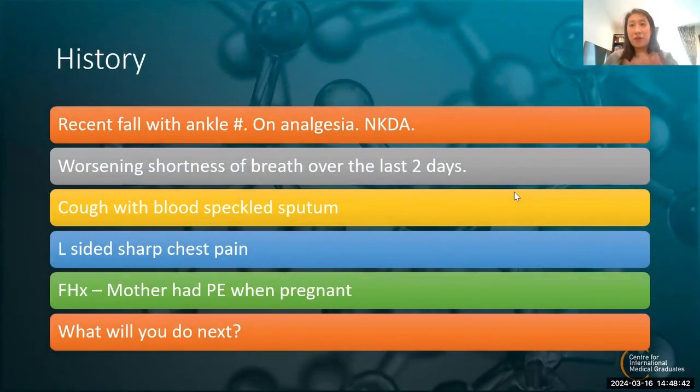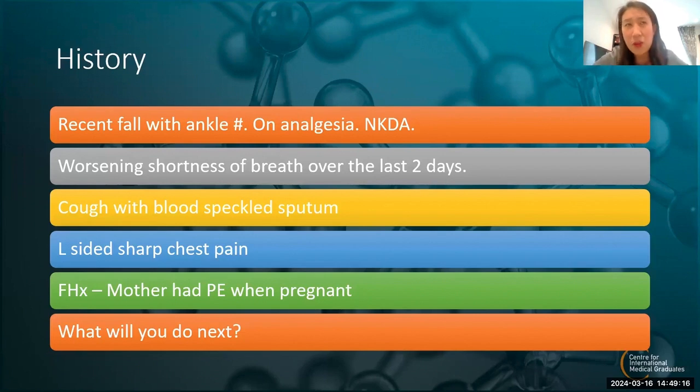So I'm going to give you a brief summary of the history because we really need to focus on talking about PE itself. But let's say this patient is a 48-year-old female, had a recent fall with an ankle fracture. She was on some painkillers, but otherwise nothing else. She has no known drug allergies. As someone asked about onset, the shortness of breath came over the last 2 days. She is having hemoptysis, so she's got some blood-speckled sputum. She's got some left-sided pleuritic chest pain, and it is quite sharp, and it does come with inspiration.